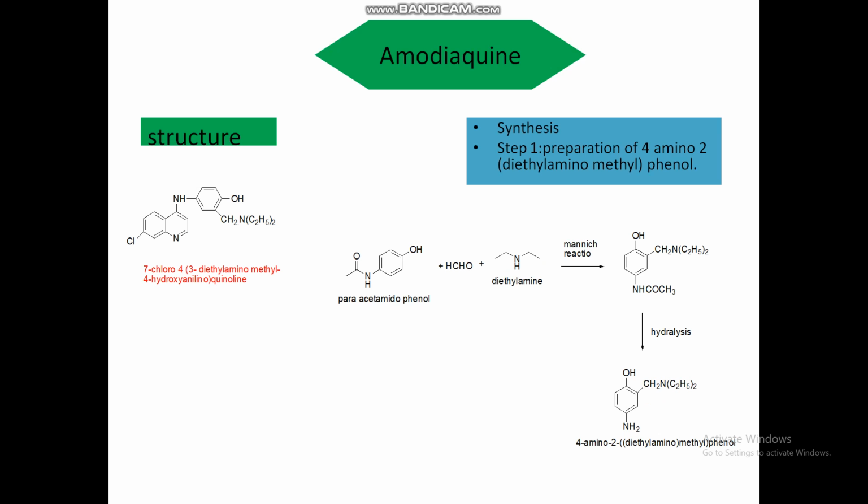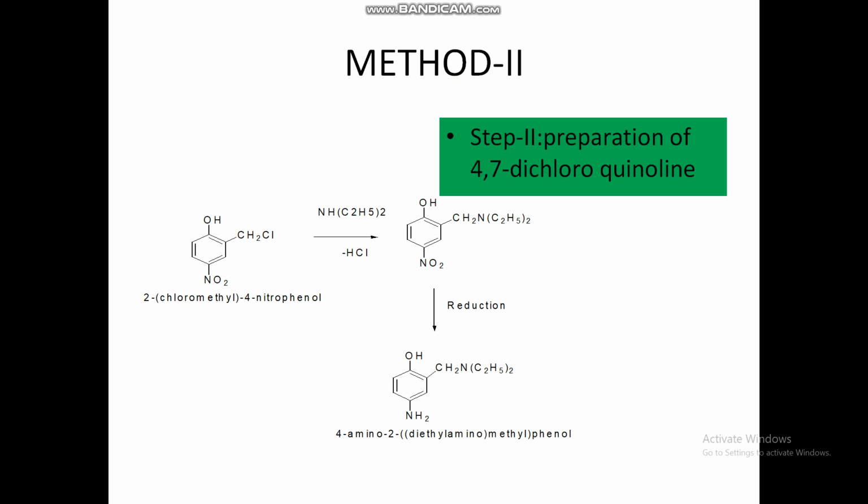It is a Mannich reaction. Based on the Mannich reaction and condensation reaction with elimination of water, we are getting the acetamido derivative. Second, the hydroxyl is converted to diethylamine. After hydrolysis we are getting 4-amino-2-diethylaminomethyl phenol. Okay, this is step 1. Next is step 2, preparation of 4,7-dichloroquinoline. We prepared it in the previous synthesis of chloroquine and hydroxychloroquine, which you can refer to.